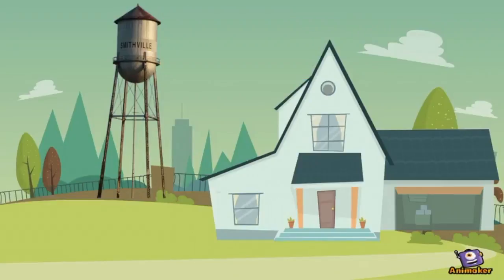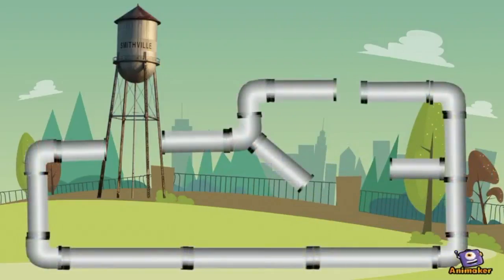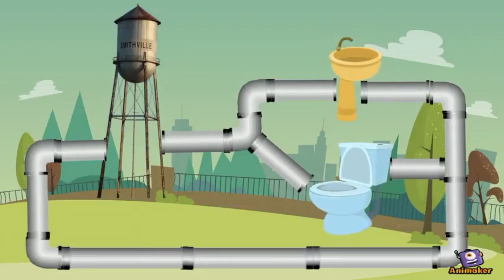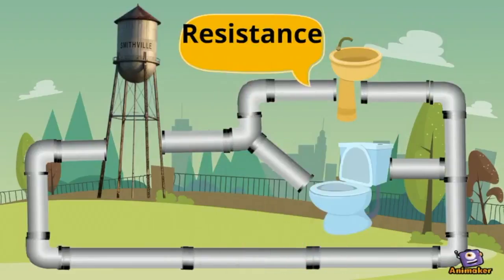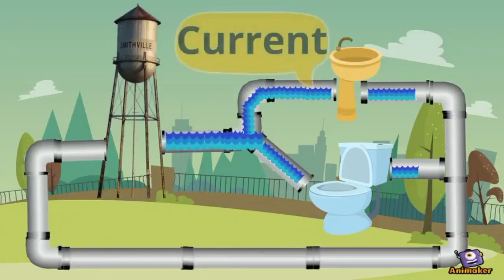The next feature in this water system is the pipes, as well as fittings such as toilets and taps. These items resist the flow of water, thereby representing resistance in the circuit scenario, which is measured in ohms. The charge of the electric circuit is represented by water. Therefore, the rate at which the water flows represents current measured in amps.